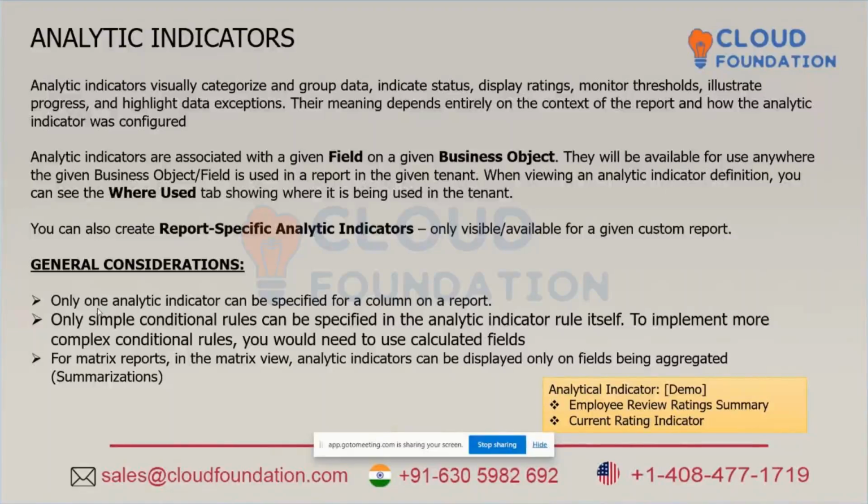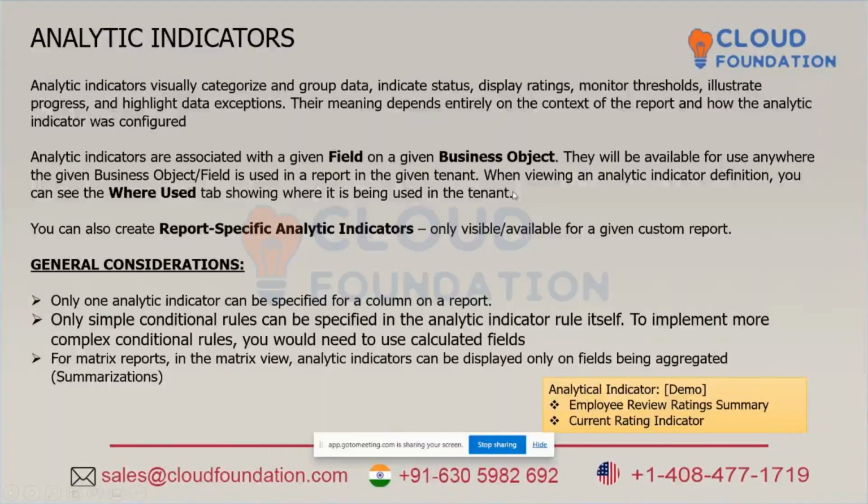So there are two ways. Either you can create a report specific analytical indicator, or you can use a system wide analytical indicator. So it can be used in any of the reports as well, and it can be used in that specific report. When you view the analytical indicator definition, you can see where it has been used, showing where it is being used in the tenant also. Similarly, we look into the report fields to see where all it has been used.